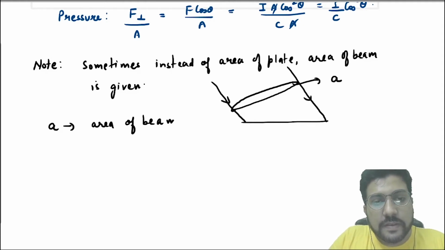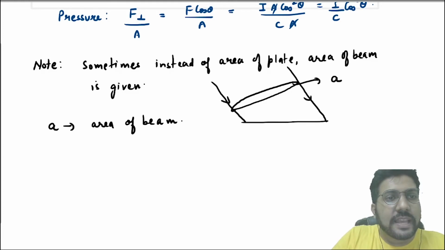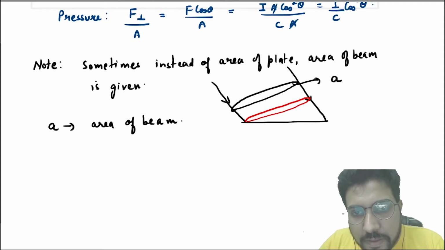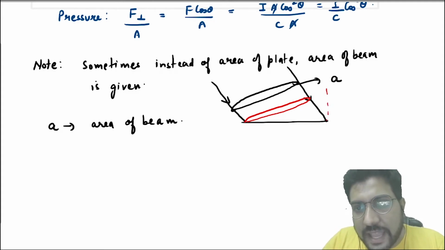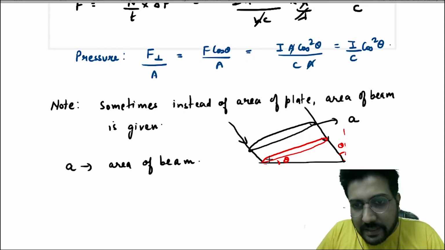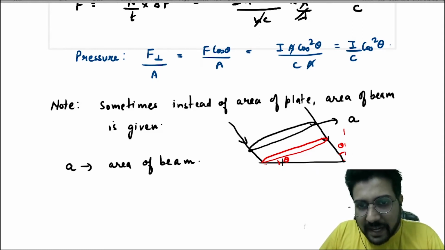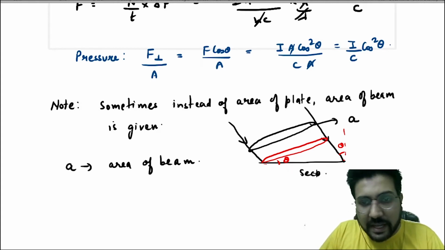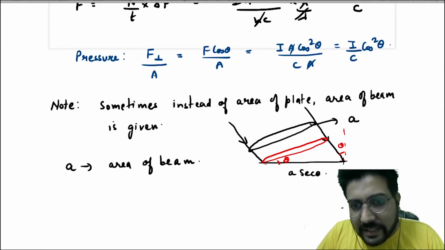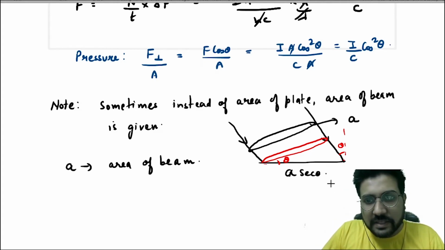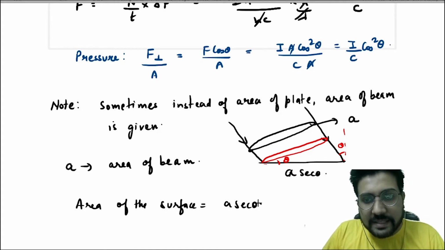Okay, so if this is the area of the beam, and this angle is theta, this is 90 minus theta, this angle is theta. So the area of the surface will be A multiplied by sec theta, because this is the hypotenuse in this triangle, right? So you'll write the area of the surface as A sec theta.